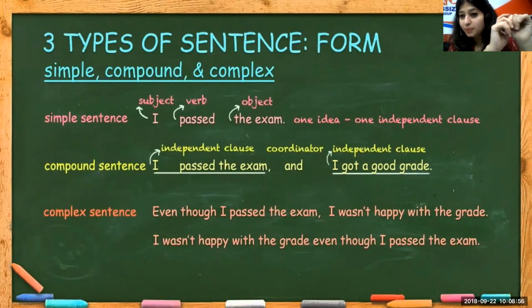I'll tell you when a comma is put, since we have an example here. Even though I passed the exam is an incomplete statement. I wasn't happy with the grade is a complete statement. Whenever there is one incomplete statement, I would like to call it a dependent clause, and the complete one an independent clause. I wasn't happy with the grade is complete by itself, right? So whenever you're joining one incomplete statement and one complete statement, please make sure there is a comma in between.